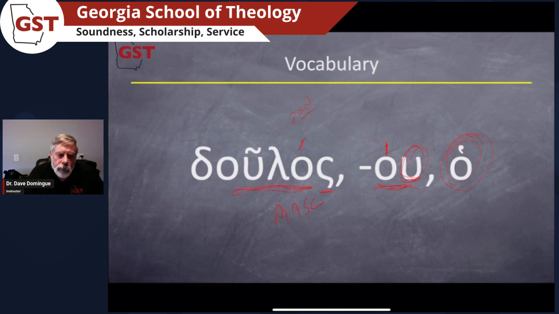We don't like to use slave a lot of times because our 21st century mind goes to a negative connotation. Slave was not negative in that first century in all cases. Many people hired themselves out as slaves in order to pay off debts or these kinds of things. So anyway, next word is on.